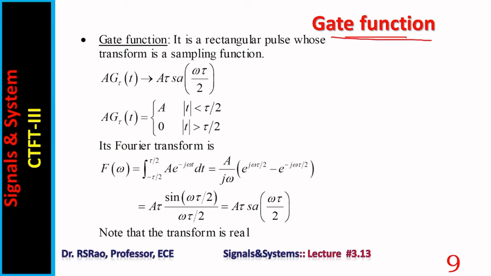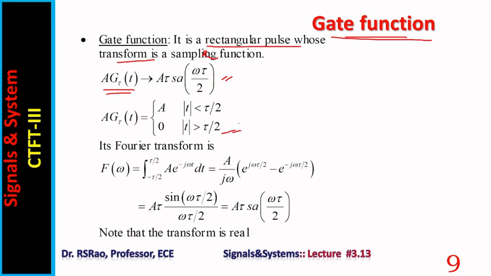Gate function. It is a rectangular pulse whose transform is a sample function. Fourier transform of g_τ(t). This is the time domain gate function. The transform of this function can be shown as Aτ sample(ωτ/2). Here the gate function g_τ is defined. A g_τ(t) means it is equal to A for |t| less than τ/2 and it is 0 for |t| more than τ/2.